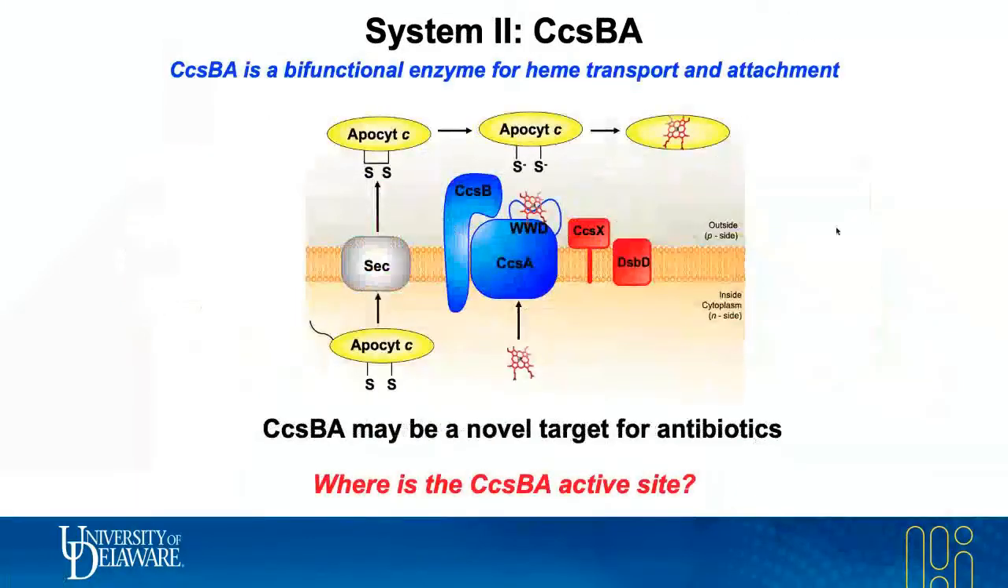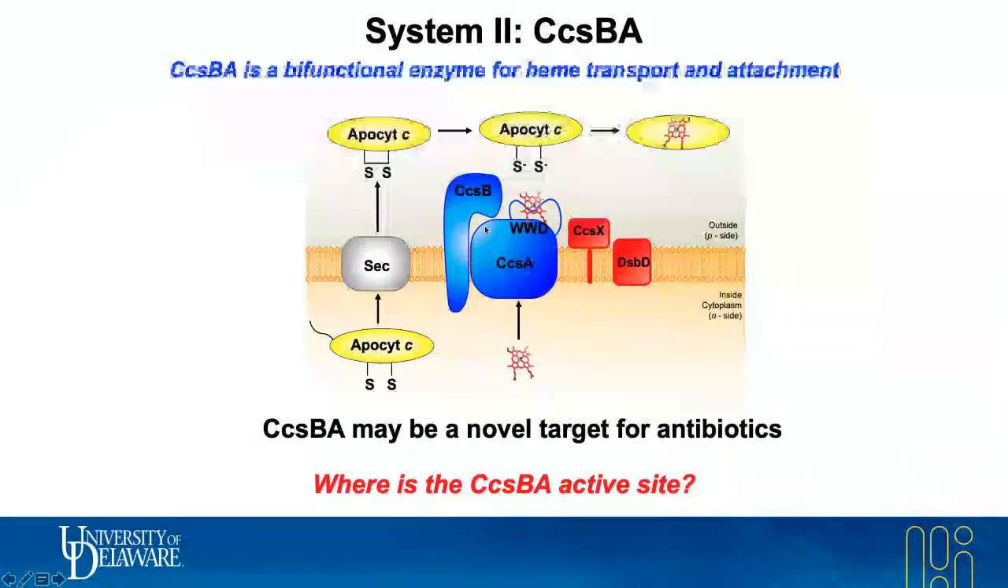So I'm going to tell you today about System 2. It consists of the two proteins, CCSB and A. They're proposed to be a bifunctional enzyme, so they function as a heme transporter as well as the holocytochrome C synthetase, attaching heme to cytochrome C. And to try and provide evidence that it would be a novel target for antibiotics, we asked the question, where is the CCSB active site?